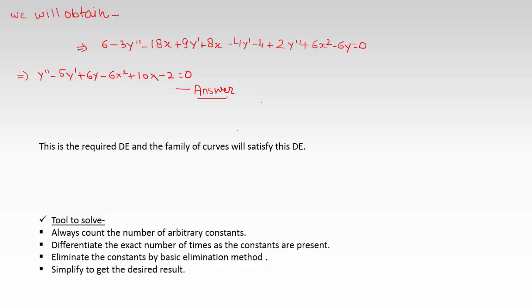Then we have to differentiate the exact number of times as the constants are present, so that we get the exact number of equations sufficient to eliminate the constants. Then we eliminate the constants by the simple elimination method, or by the substitution method, and then we simplify to get the desired result.